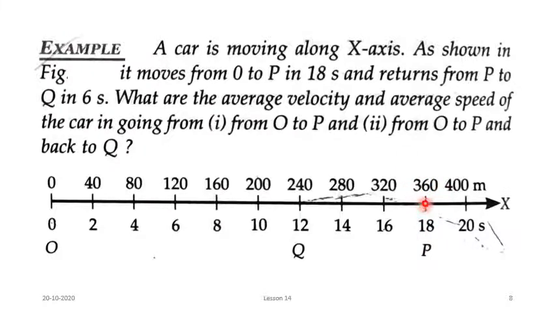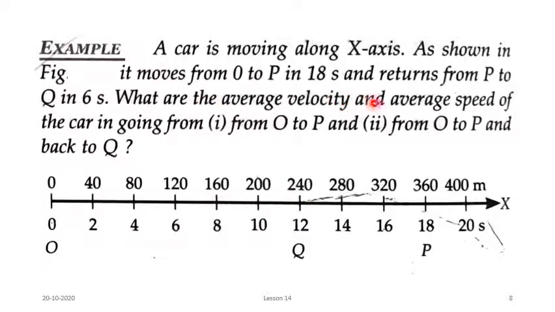And then again it moves from P to Q. Now in this case it covers 360 minus 240, that means 120 meters, and it covers this distance in how many seconds? 6 seconds. How come 6 seconds? See, 18 to 16 is 2 seconds, 16 to 14, 2 seconds, 14 to 12, 2 seconds. This doesn't mean that time is going in reversal. It just means 2, 4, 6. It is not going 18 to 12. Don't get confused.